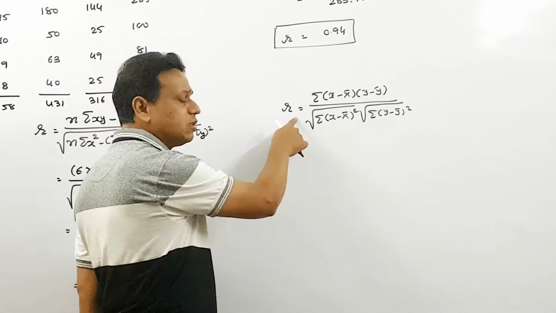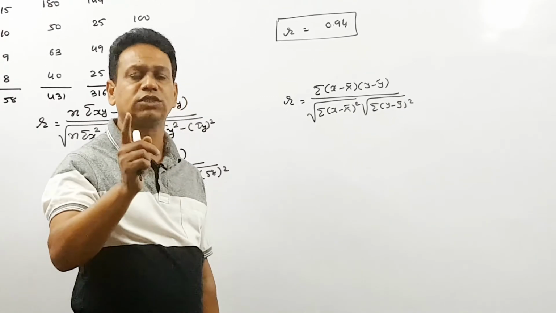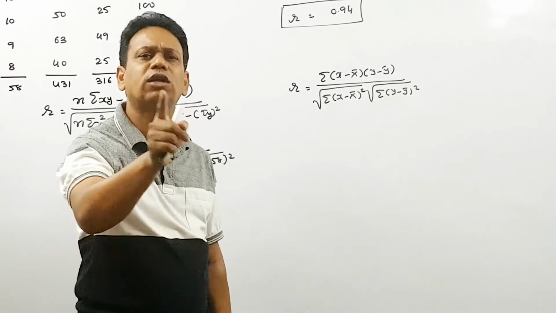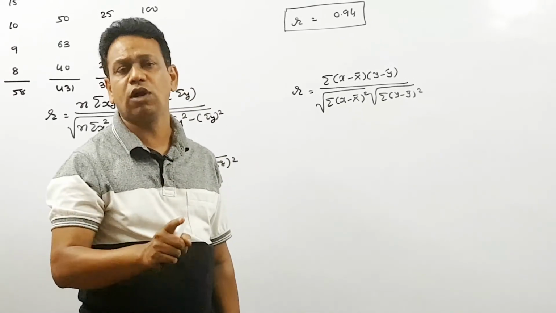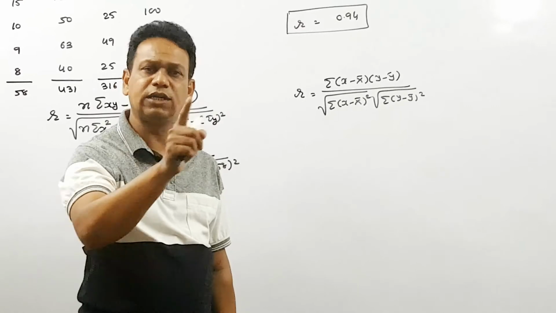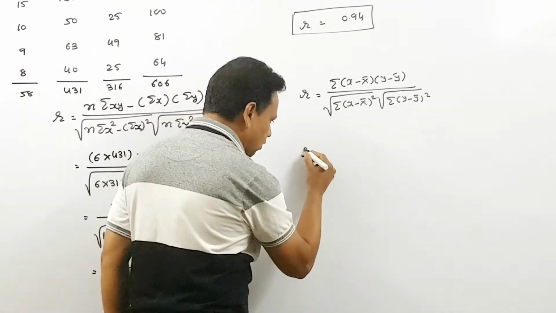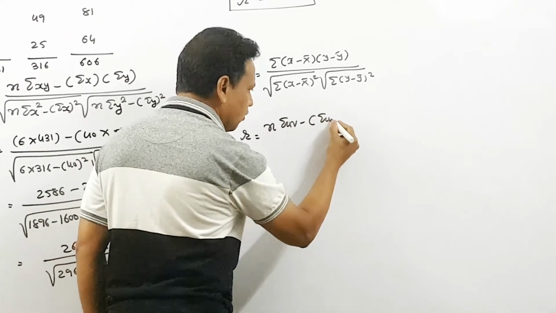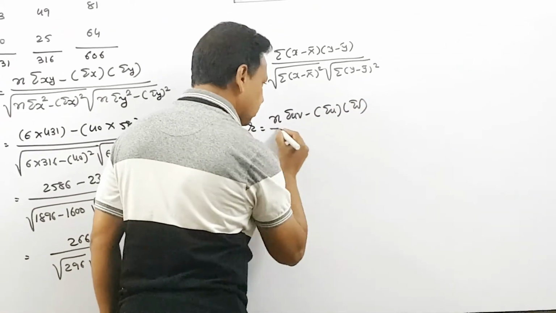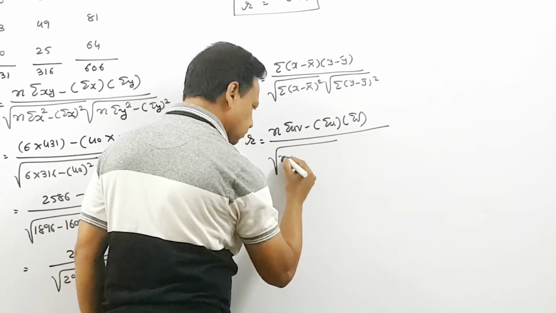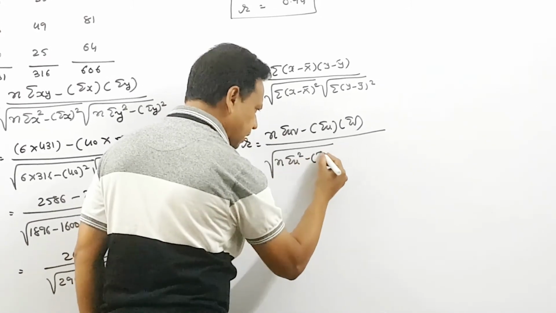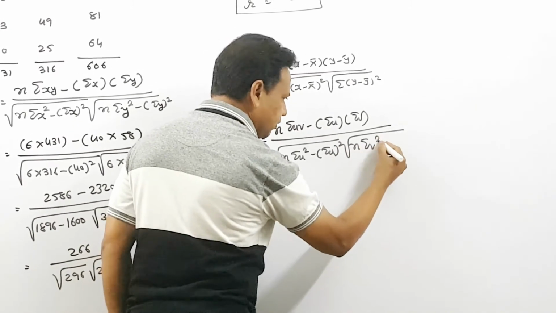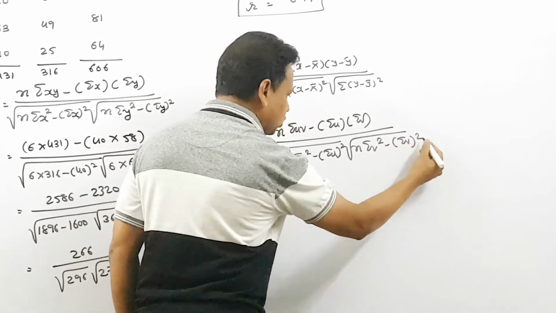So instead of this, I would always suggest you solve your correlation questions by the shortcut method. Shortcut method means what? You have to convert your x and y into u and v. So we have a formula r is equal to n sum of uv minus sum of u into sum of v divided by the first root of n sum of u square minus sum of u the whole square, the other root of n sum of v square minus sum of v the whole square.